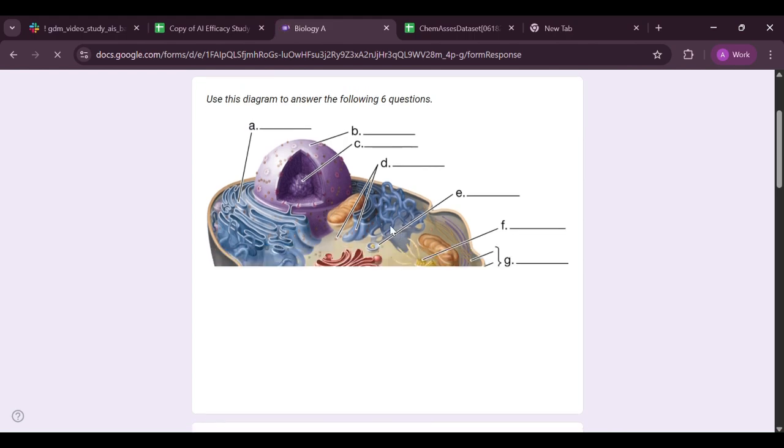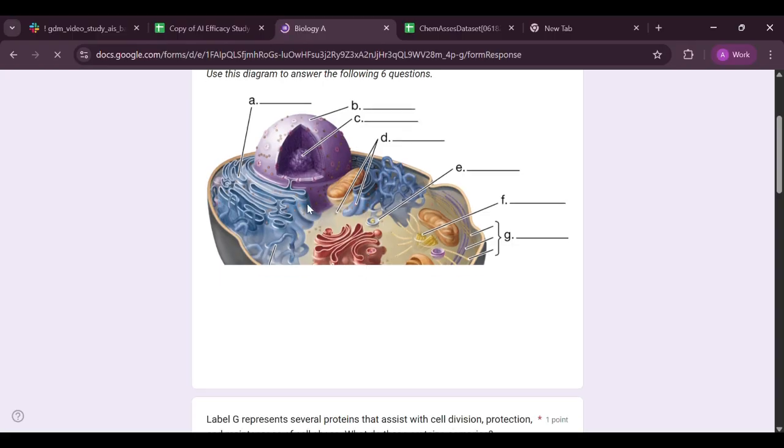We can see here the image is totally different to that of the retest and the questions that we have searched on Google to increase our understanding. Here we can see that it is not a plant cell structure, it is an animal cell structure. So let's let it load first.